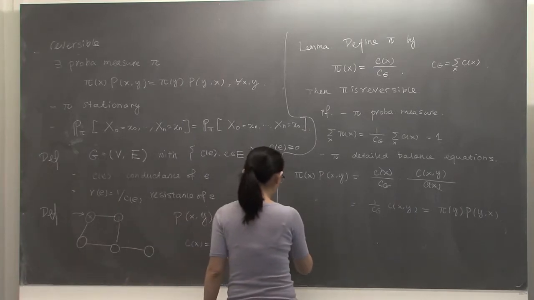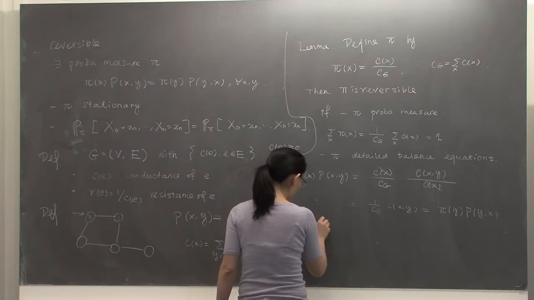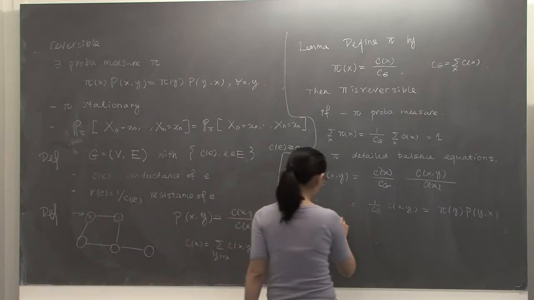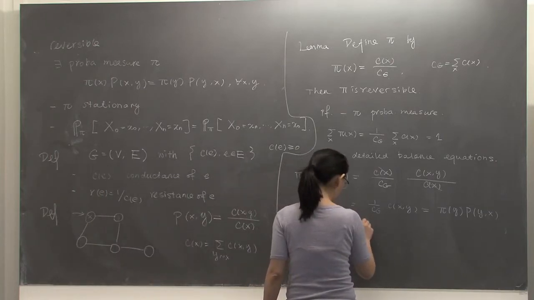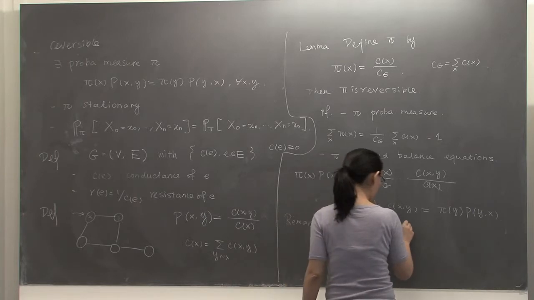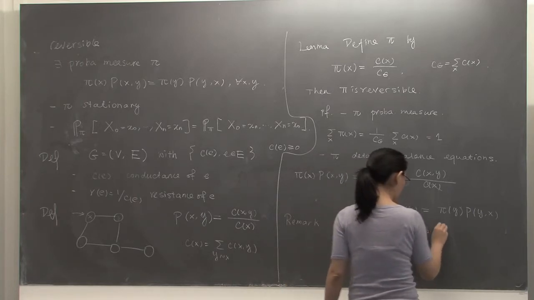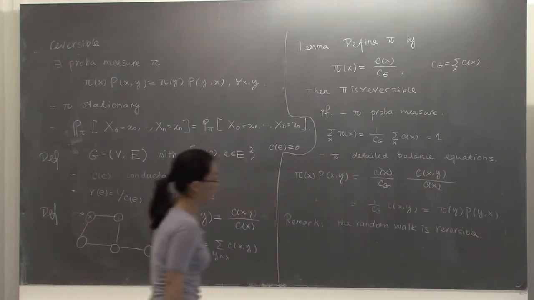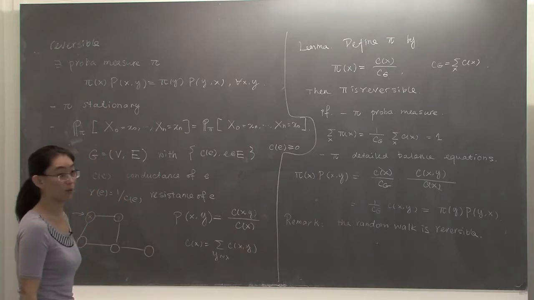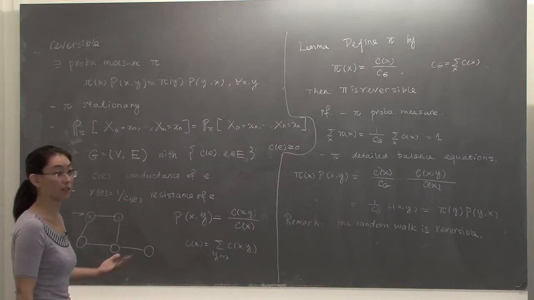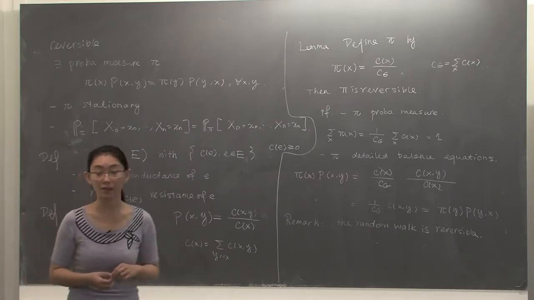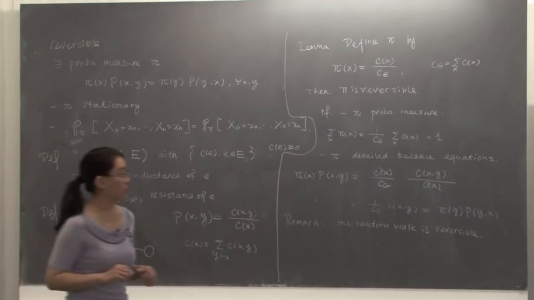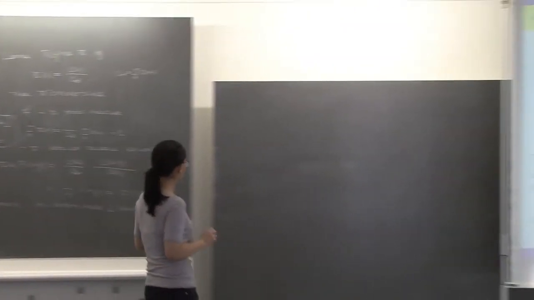After we show this pi is reversible, in fact, what we know is that the weighted random walk on the network is reversible. And this means that the time reversal of this weighted random walk on the network has the same law as itself. Okay, so this is the random walk on the network. Next, we will introduce voltage and flow.